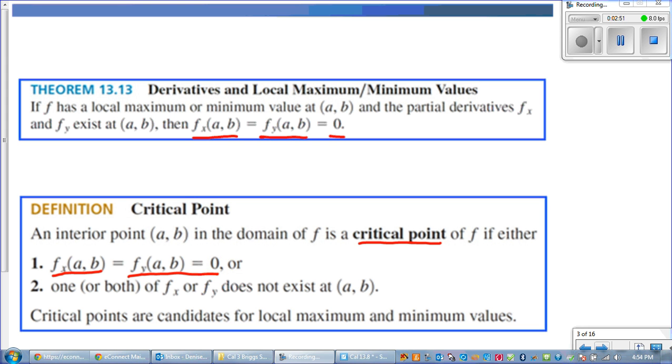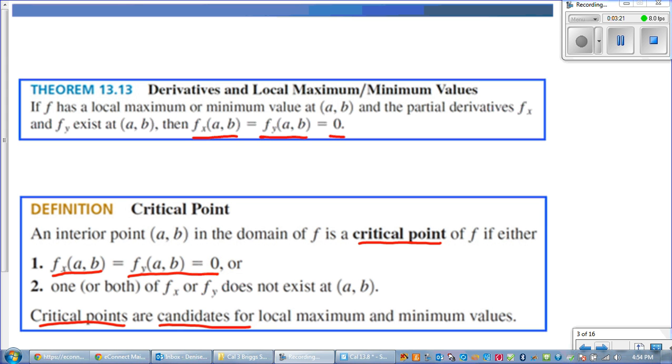You first looked at the x values where they made the derivative 0, or you looked at the x values where the derivative was undefined. So here we're going to look at the points where the partials don't exist or where both partials are equal to 0. Those are your candidates for local maximum and minimum values, and we call those critical points. So now we just need to be able to classify those points.